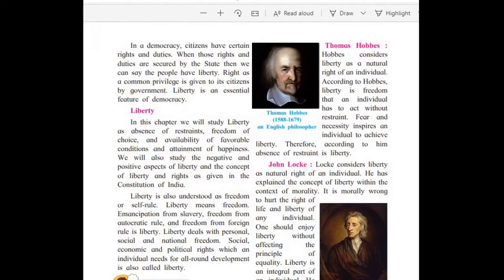Very true. As we all know, when we move out of our house in the morning, we are sure that by evening we can come back to our residence. Nobody is going to harm us. So, as per the norms said by Thomas Hobbes, we have no restraint. So, absence of restraint is liberty.